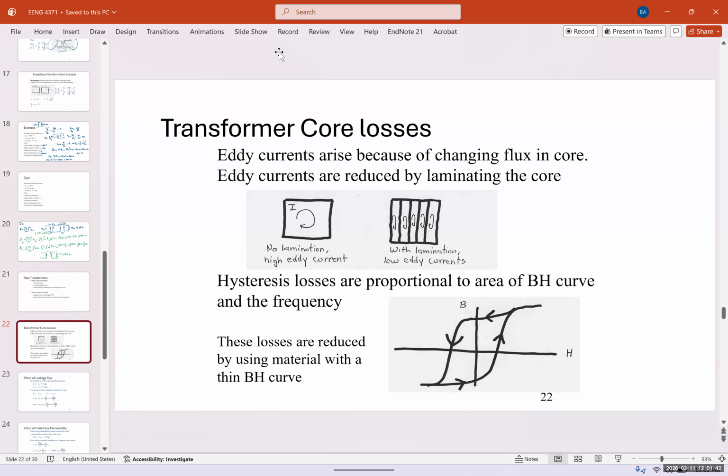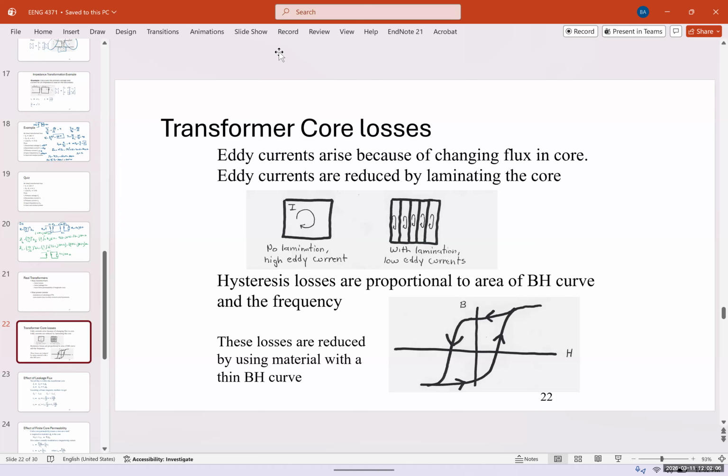Now, eddy currents arise because of changing flux in the core. Eddy currents can be reduced by laminating the core. That's the reason you see that transformer cores are laminated, like thin sheets of plates just connected to each other. And I'll explain what the effect of that is.